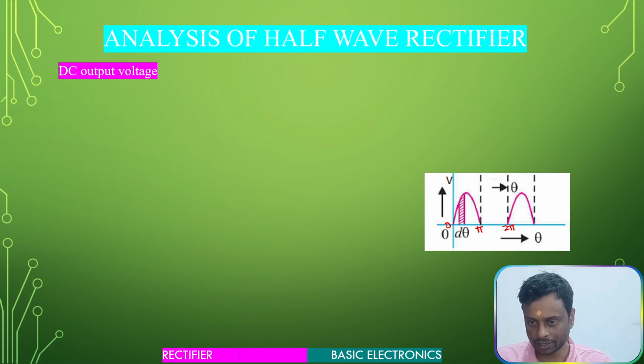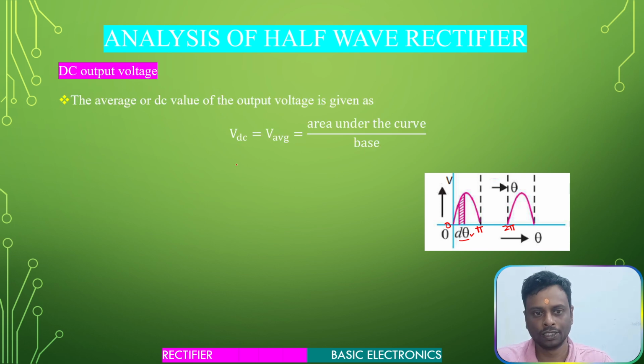So let us take this area. We are taking some incremental area, that is d theta. Okay, so let us integrate this. The average value of the output voltage, V average, equals the area under the curve divided by the base. So the area we have to find by integration.